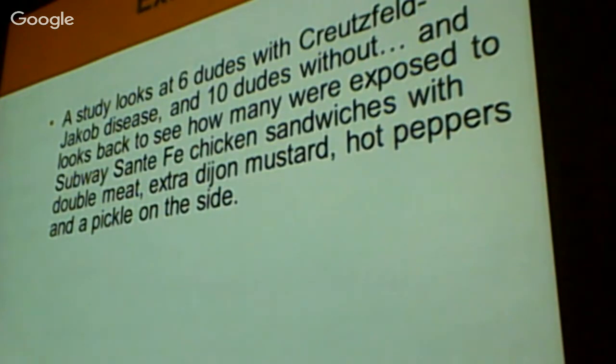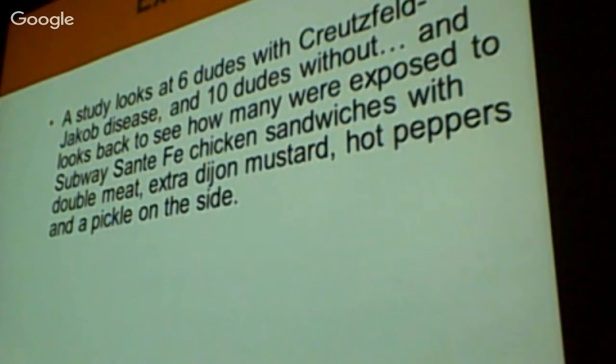So here's another example. This is 6 people with Creutzfeldt-Jakob disease. What's Creutzfeldt-Jakob? It's mad cow disease for humans. Very rare, one of the rarest diseases in the world. So we have 6 people with Creutzfeldt-Jakob disease and 10 without, and we'll look back to see how many were exposed to a Subway Santa Fe chicken sandwich.